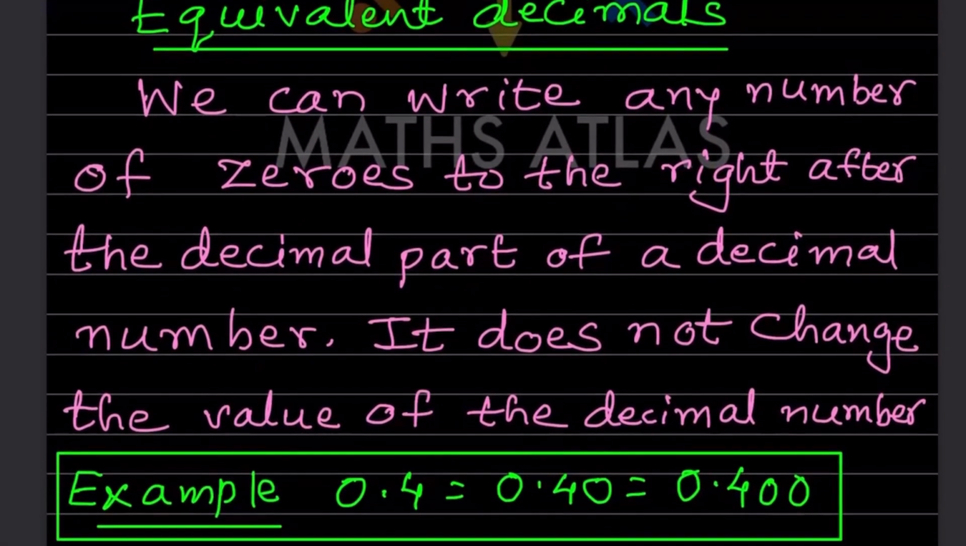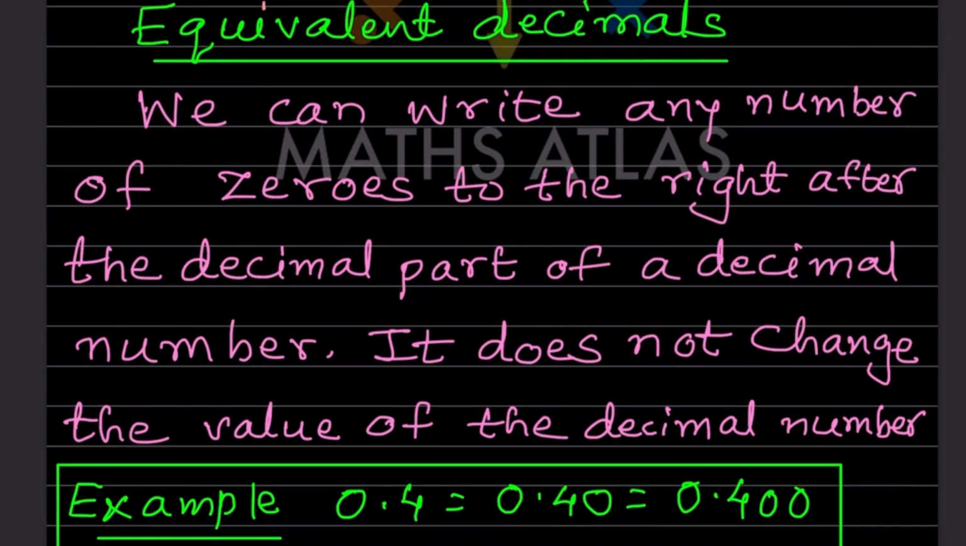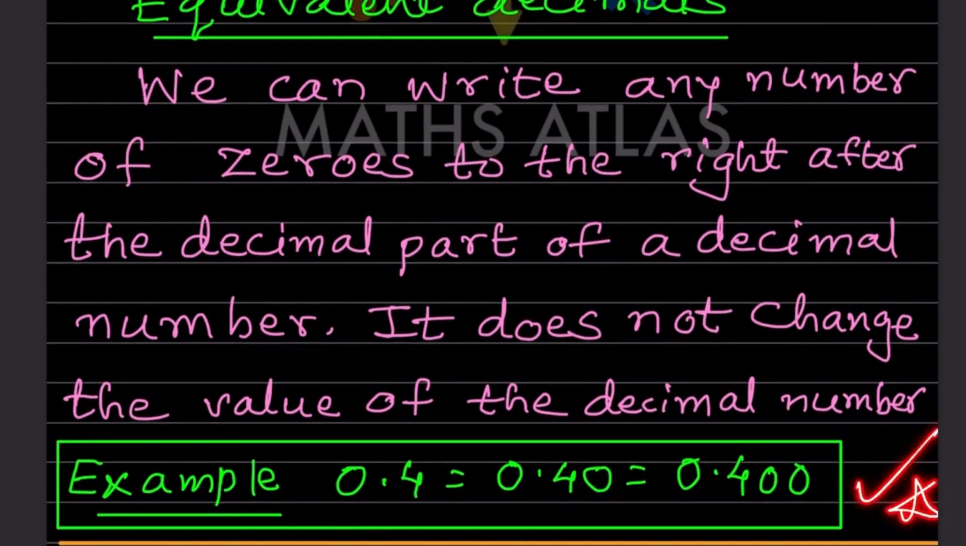Now we will see equivalent decimals. We can write any number of zeros to the right after the decimal part of a decimal. It does not change the value of the decimal number. Now see here, this is how to make it equal. The example given is 0.4. After 4, if I put a 0 here, it doesn't change the value. Even if I put 2 zeros after the 4, it doesn't change the value. So we can put any number of zeros, which doesn't change the value, to make it equal. This is a very important point you have to remember.